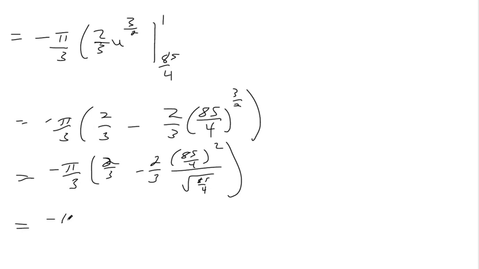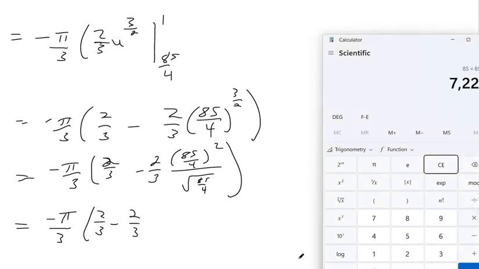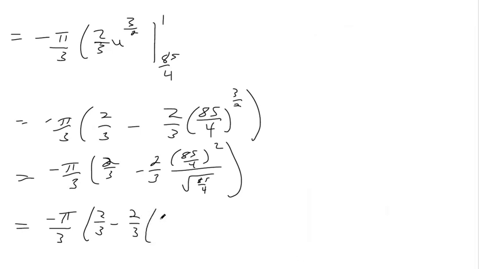This is negative pi over 3. This is still 2/3. Not going to simplify that yet. So minus 2/3 times all this stuff. This is going to be 85 over 4 squared. So 85 squared is 7,225. And then we know 4 squared is 16.